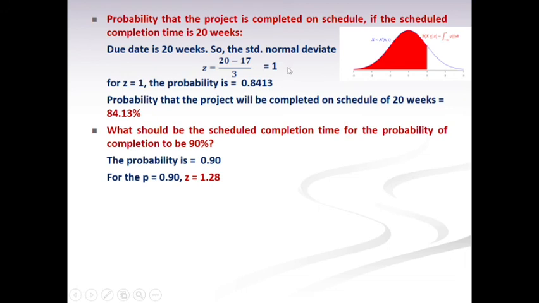So we know this value, and we know the 17 and 3. We have to find the due date. Due date minus 17 by 3 is equal to 1.28. By solving this, we find the due date is 20.84 weeks. So this is how we calculate and solve this PERT network, and this PERT network is for R&D projects and new product development.